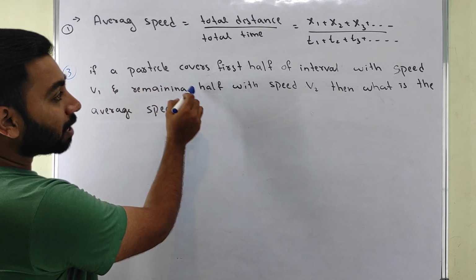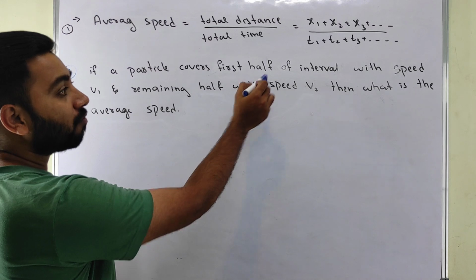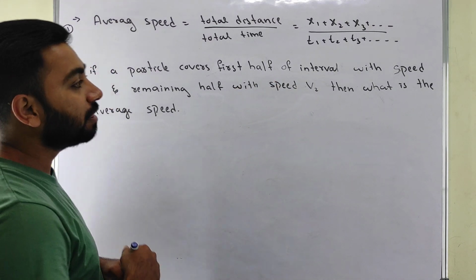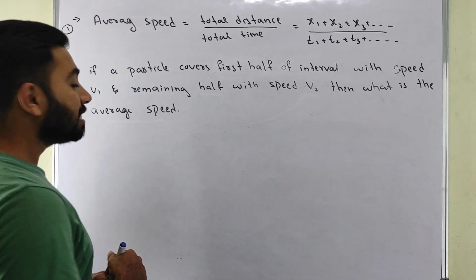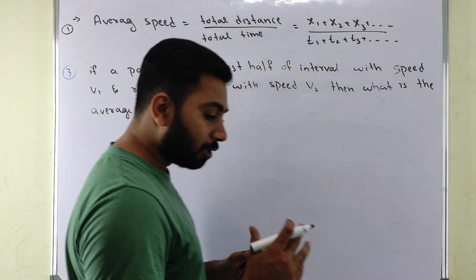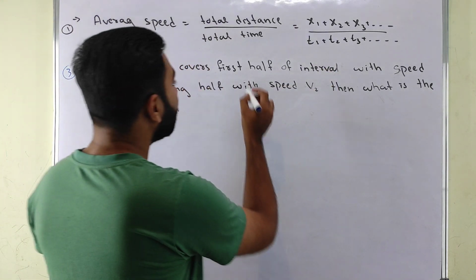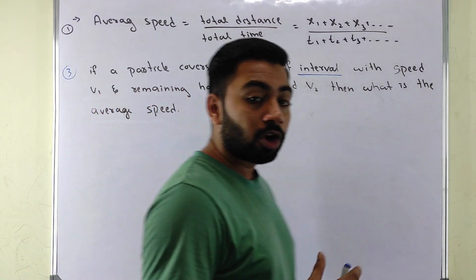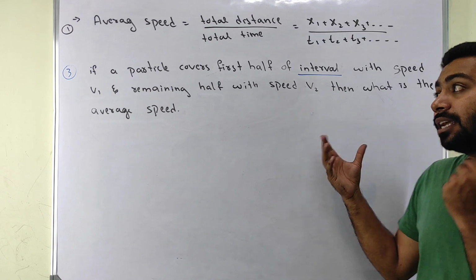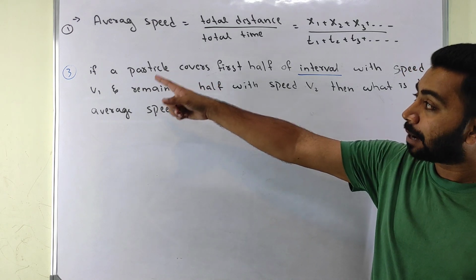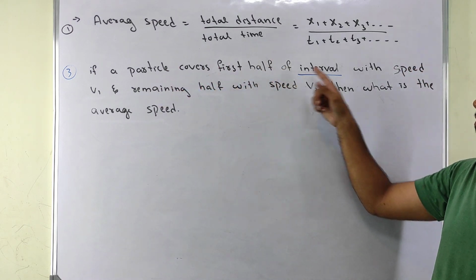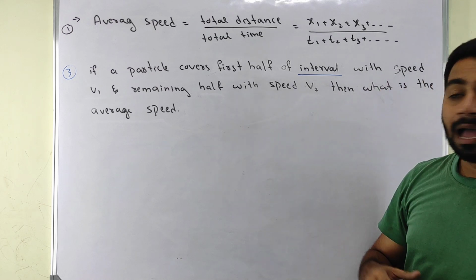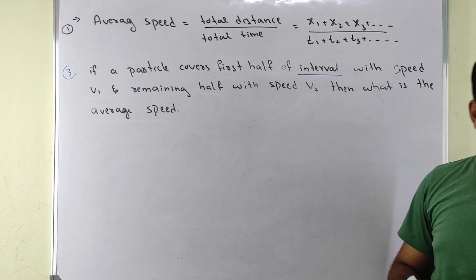If a particle covers first half of interval with the speed v1 and remaining half with the speed v2, then what is the average velocity? See, this is not the same. Here they are talking about interval, meaning they are talking about time. They have not mentioned the distance anywhere. The particle covers first half of interval, meaning first half of time, with the speed v1 and remaining half with the speed v2.